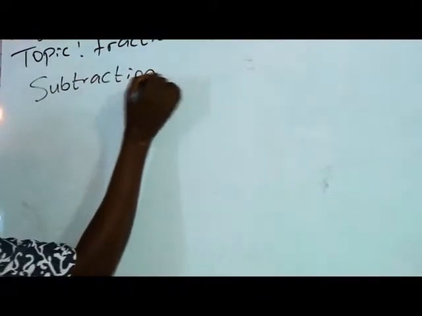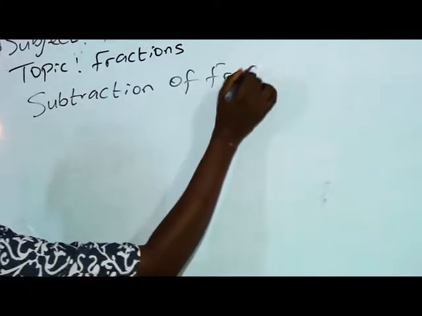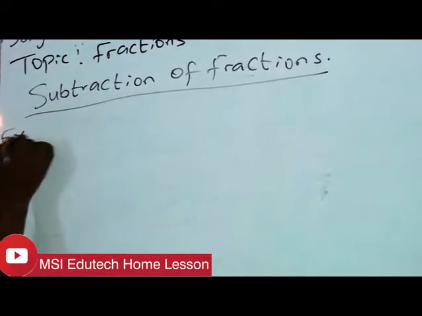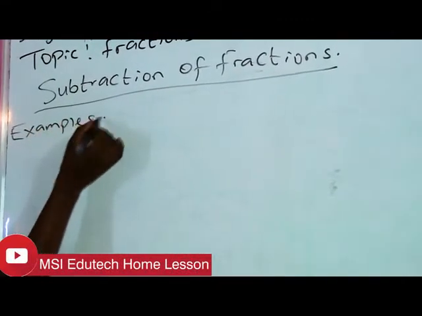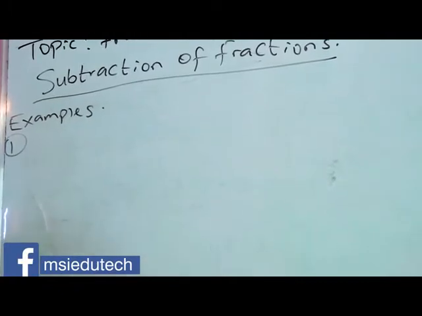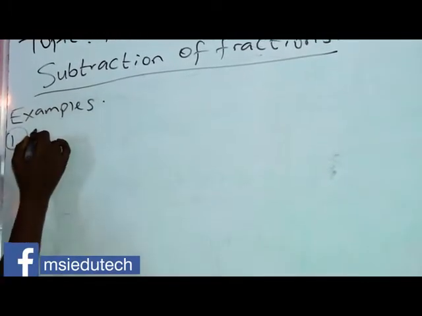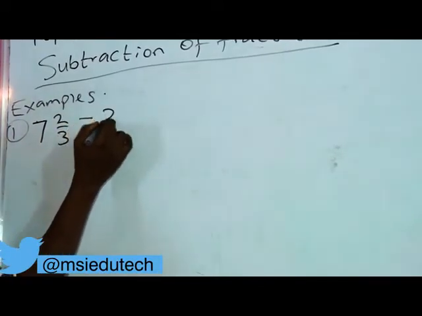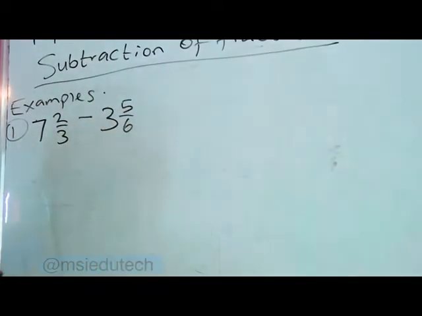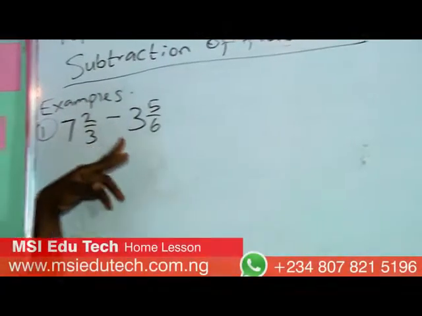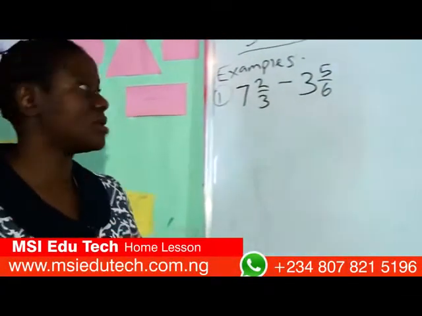Subtraction of fractions. Examples. We have 7 whole number 2 over 3 minus 3 whole number 5 over 6.